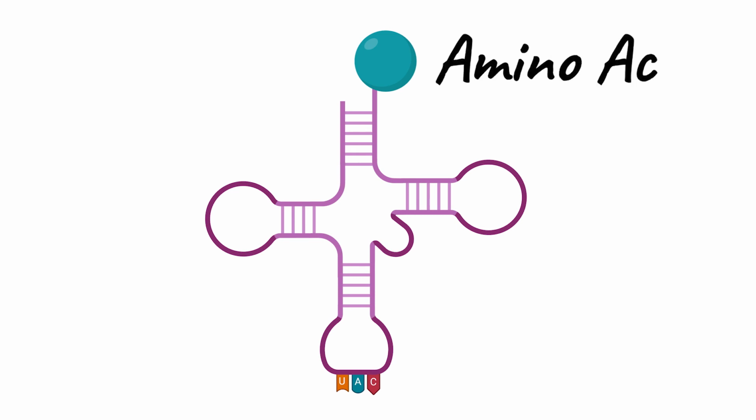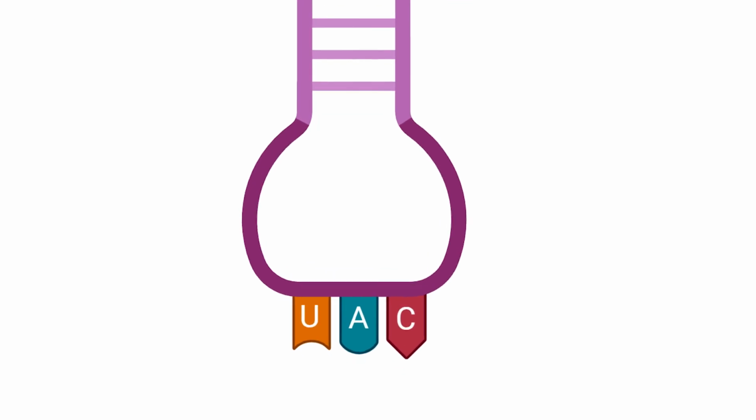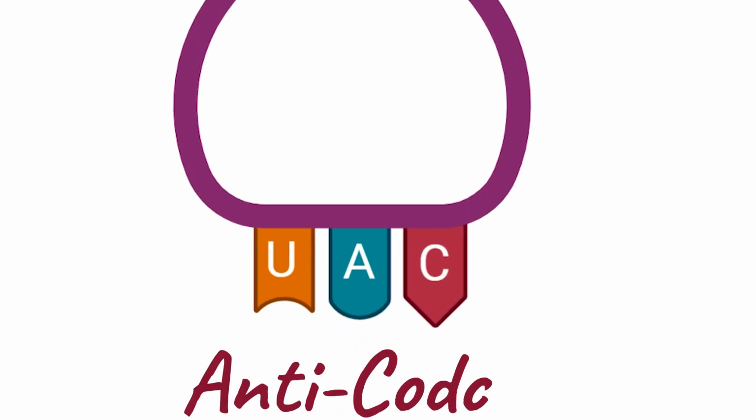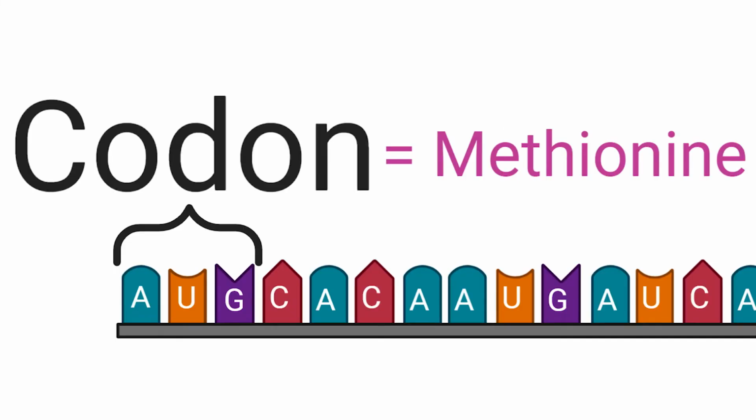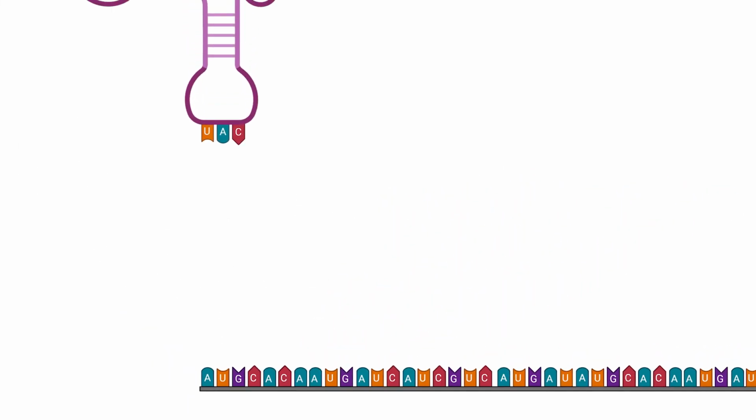An amino acid is attached to one side, and the other side is a sequence of RNA called an anticodon. Remember that each 3 base pair grouping is called a codon. So the transfer RNA has the anticodon, which is complementary to the codon. It can bind to it like this.